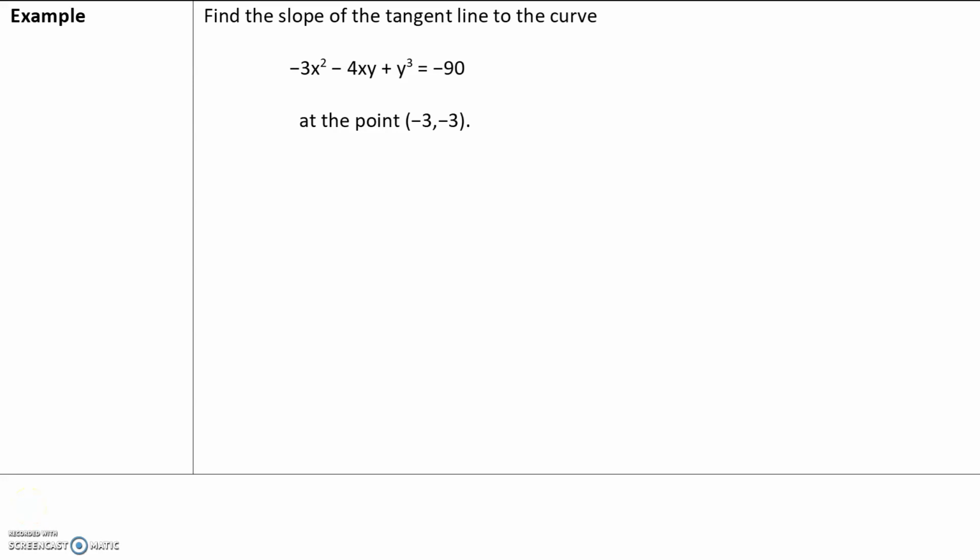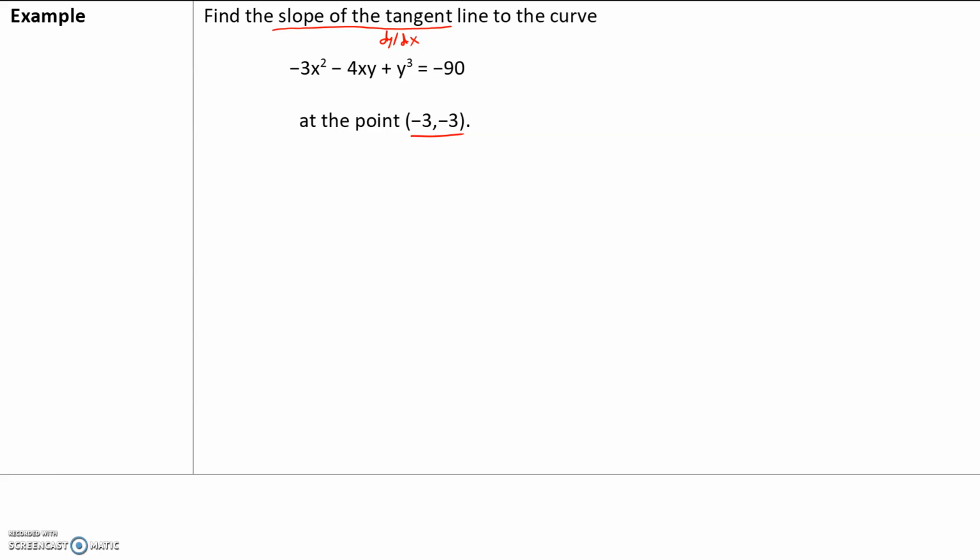Next example, we want to find the slope of the tangent line, which is dy/dx, to the curve negative 3x squared minus 4xy plus y cubed equals negative 90 at the point negative 3 comma negative 3. So first off, we want to find dy/dx.